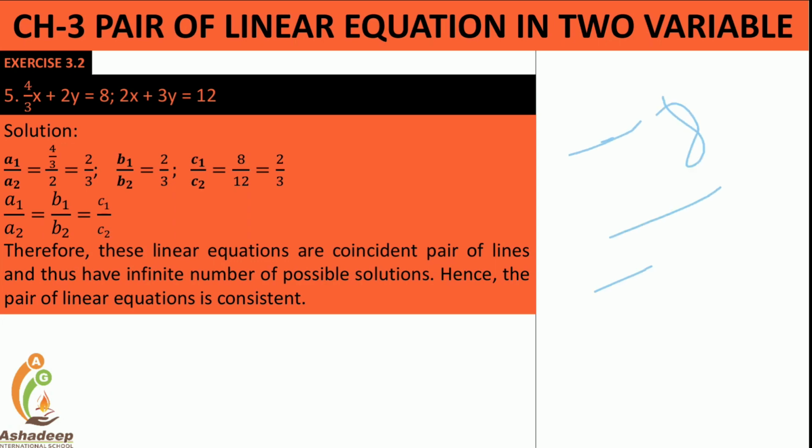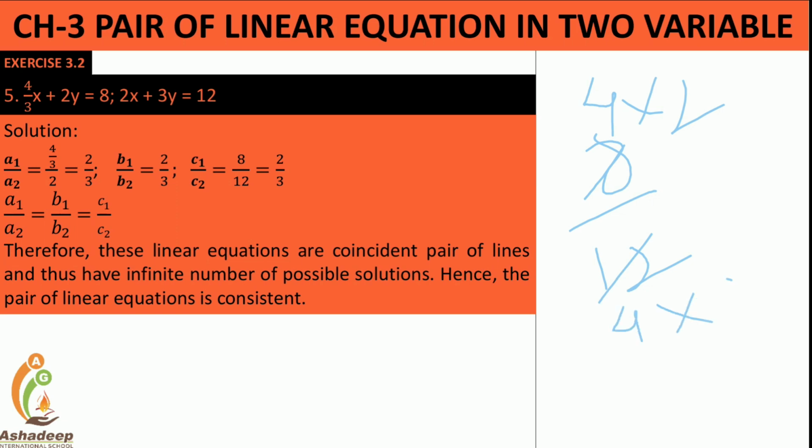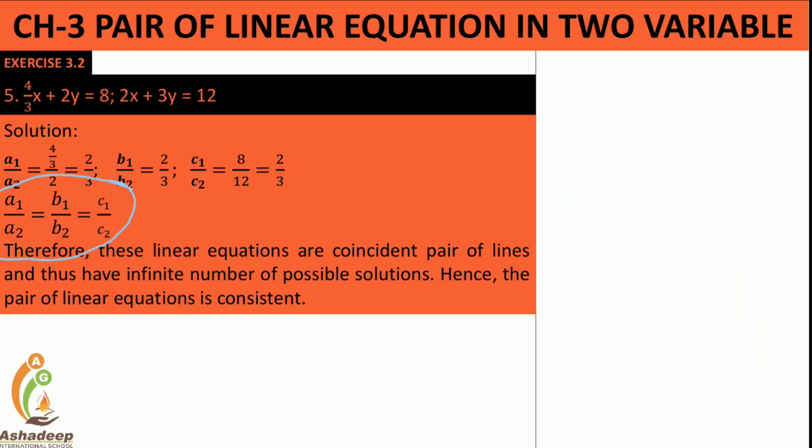So minus 8 upon minus 12 is equal to 2 upon 3. Why 2 upon 3? This is 4 threes, and this is 4 twos. 8 upon 12: this is 4 twos, and this is 4 threes. 4 and 4 cut. The answer is 2 upon 3, right? And similarly we get a1 upon a2, b1 upon b2 is equal to c1 upon c2 as in the previous sum. So the linear equations are a consistent pair of lines, thus an infinite number of possible solutions. Hence the linear equation is consistent, right?